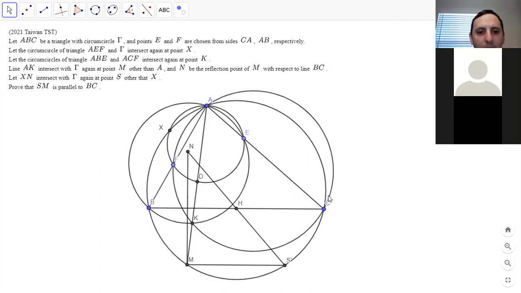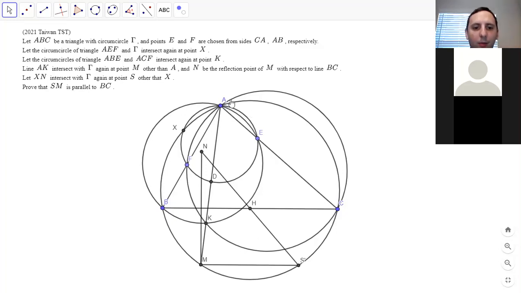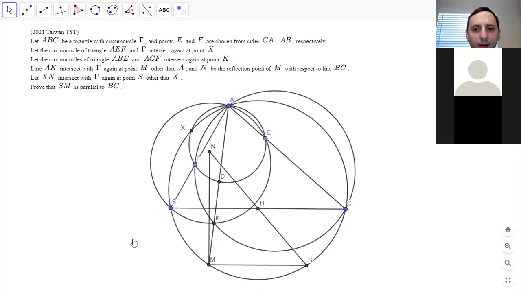And MB over MC is sine of angle BAM over sine of angle CAM, which is sine angle FAK over sine angle CAK, which is FK over CK. Okay, let me write out some of this. So we want to show XBMC is a harmonic quadrilateral, and then XM would be a symmedian.